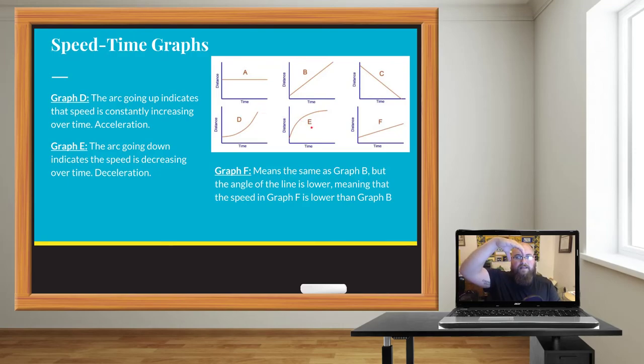Graph E is the exact opposite. The mouth is facing downward. Therefore, our speed is decreasing. The amount of distance we're covering for every second or every hour is getting less. So this is a deceleration graph.